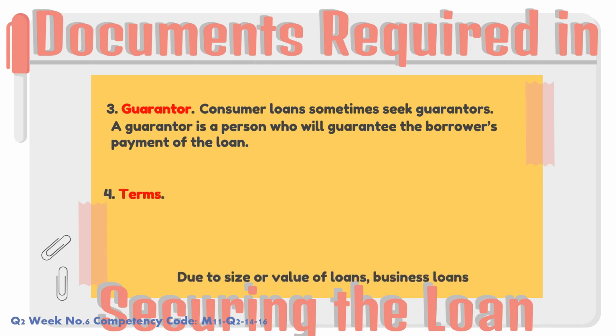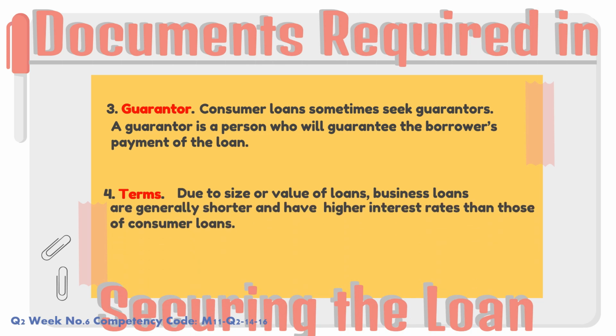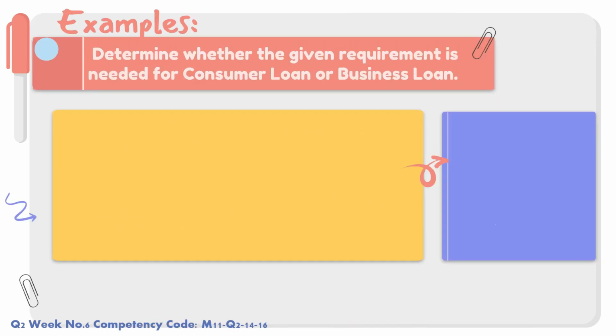Number 4, terms. Due to the size or value of loans, business loans are generally shorter and have higher interest rates than those of consumer loans. Terms are greatly dependent on the capacity of the borrower to pay. For more information regarding the requirements of the loans, you can check the sites of the bank of your choice.